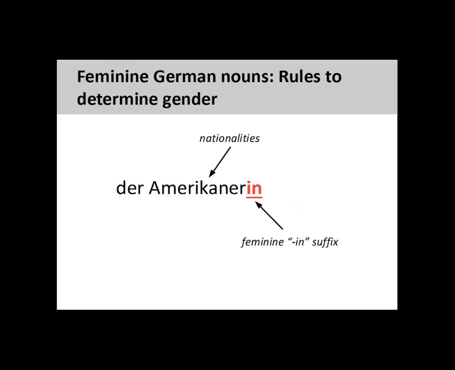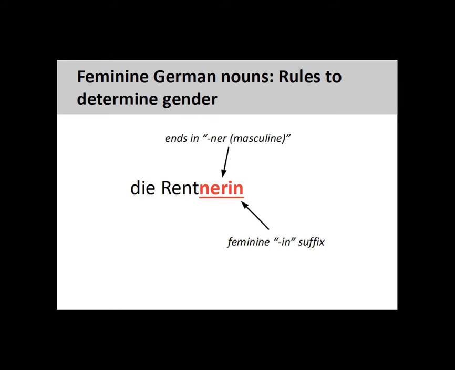Nationalities are also masculine nouns, but we can change these into feminine nouns by adding the same -in suffix. Amerikanerin, American woman, is a feminine noun. Masculine nouns ending in -ner can also be made feminine by adding the -in suffix. Rentnerin, woman pensioner, is a feminine noun.